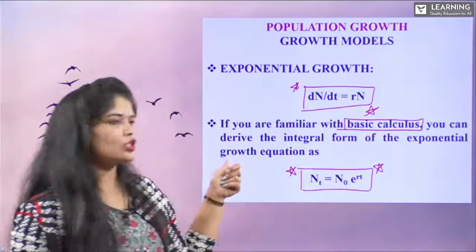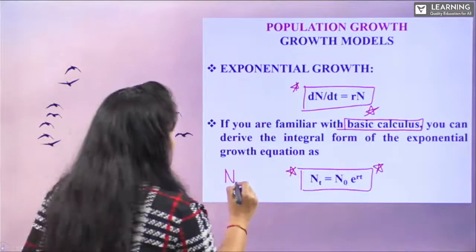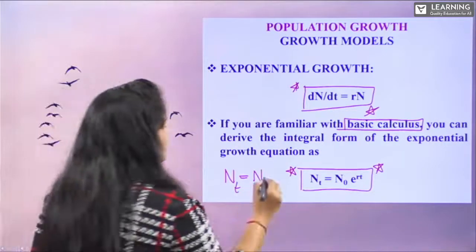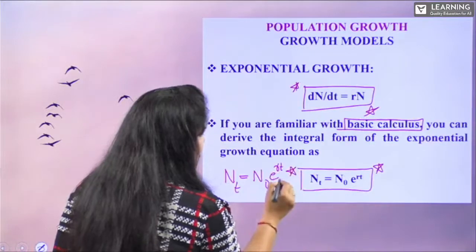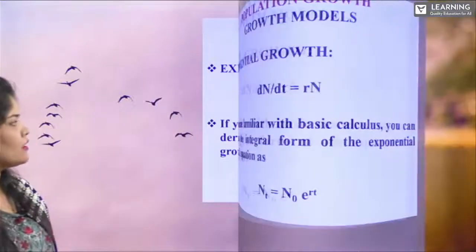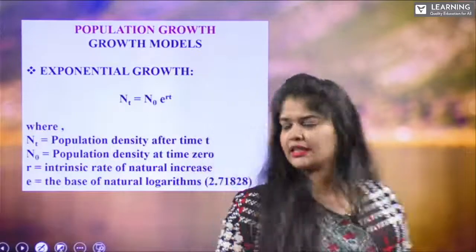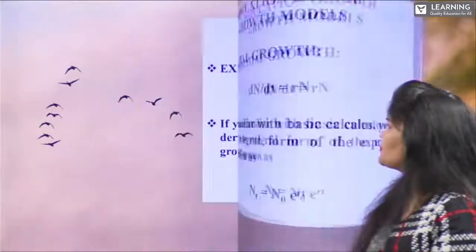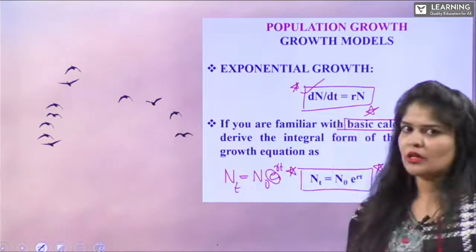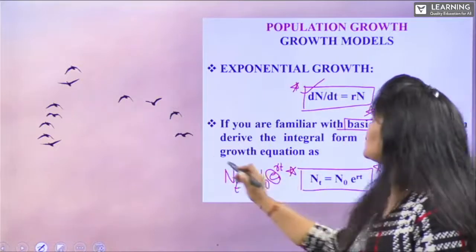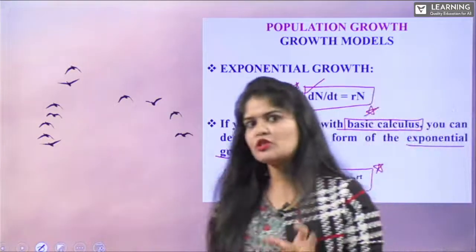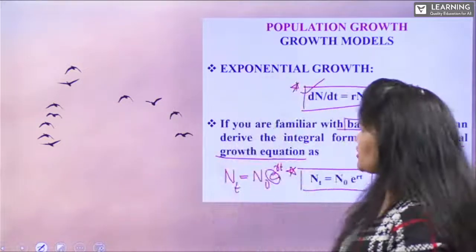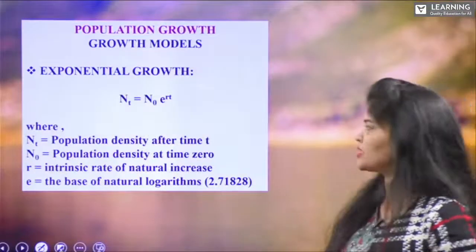Integral form of the exponential growth equation, where capital N at time t equals the initial population density times e to the power of rt. What is this e? Just remember what e is. There is no derivation given to you, and it is important to remember this form. This is the exponential growth equation. Just remember the exponential growth equation, and there is no need to remember this integral form. But you just have an idea what it is.